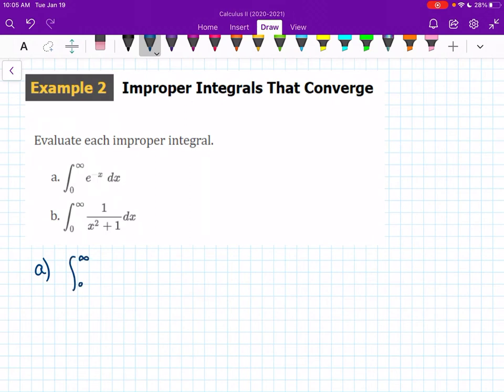So if I have 0 to infinity e to the negative x dx, the first thing I'm going to do is go ahead and replace that infinity with a b and take the limit as b goes to infinity.